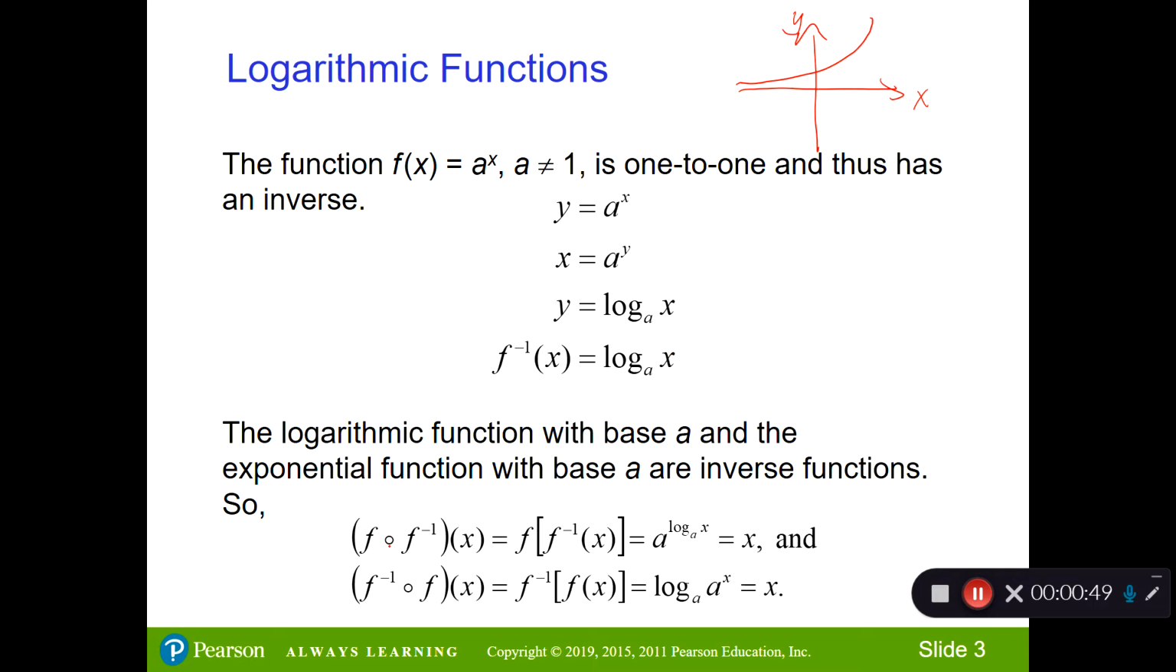That means that if I compose them in either direction, if I plug the log in as the variable in the a to the x expression, I get back just x. And if I plug the a to the x in as the variable in the log base a of x expression, I get back just plain old x.